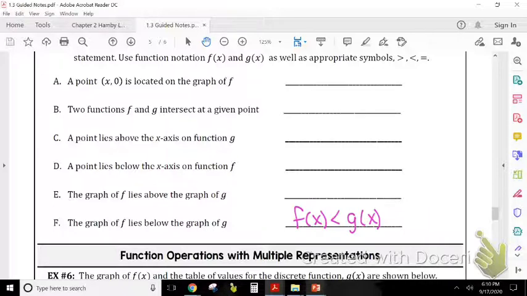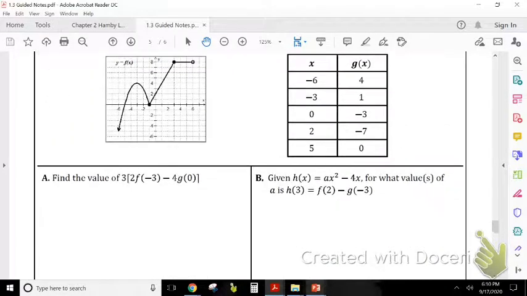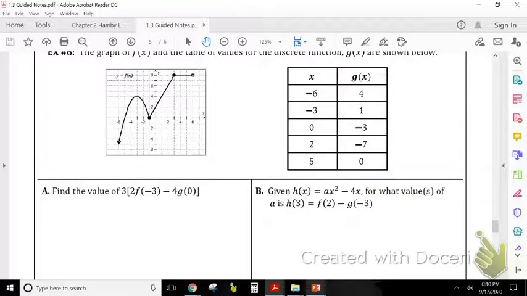So then we have function operations with multiple representations. So example 6 here says, the graph of f of x and the table of values for the discrete function g of x are shown below. A says find the value of 3 times 2f of negative 3 minus 4g of 0. All right. So notice it's a graph of f and the table for g. So let's go through here.